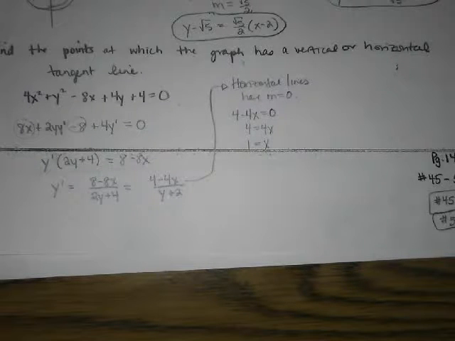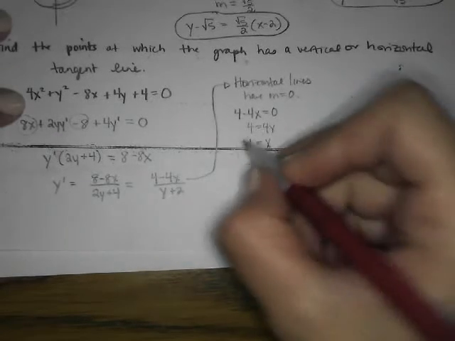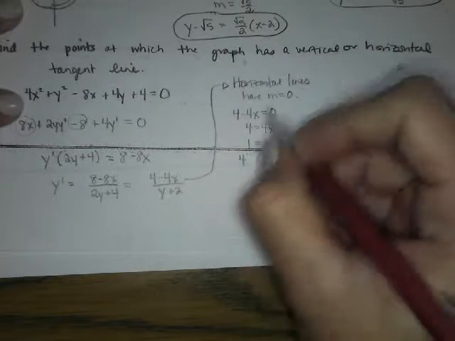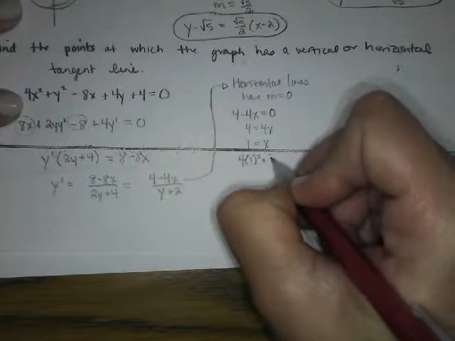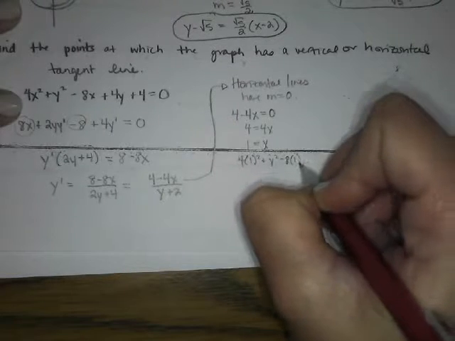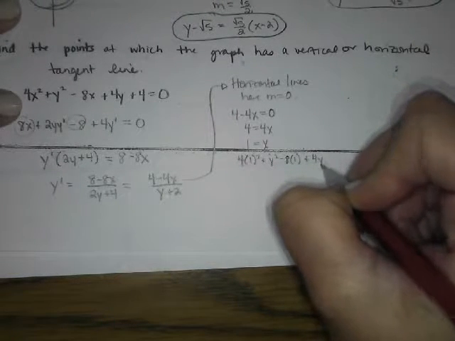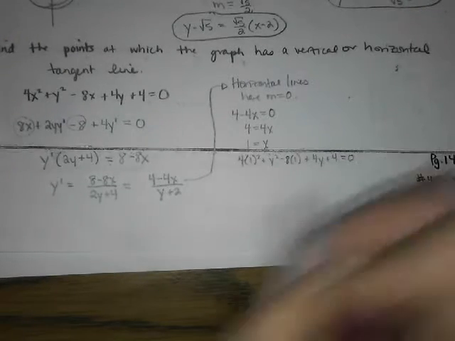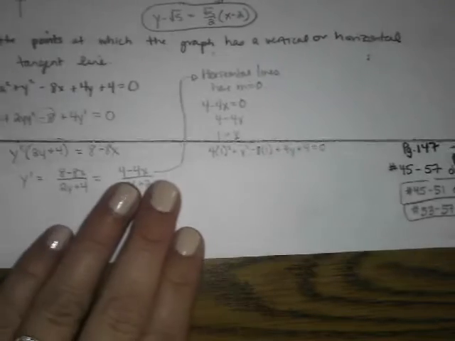They ask us for the point, so how are we going to find the y-coordinate of the point? Yep, just plug it into the original and solve for y. So if the x-coordinate has to be 1, 4 times 1 squared plus y squared minus 8 times 1 plus 4 times y plus 4 equals 0. That's a quadratic, yes? We have a y squared and a y.